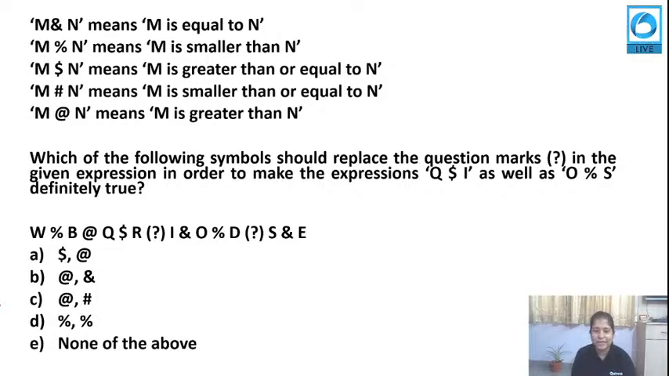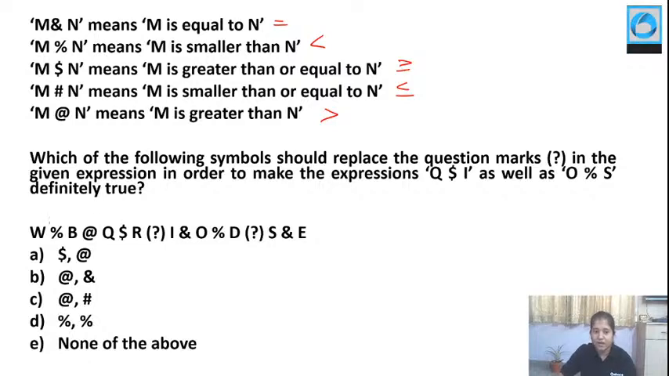Quickly let me know what will be the answer to this one. So this is equal to, this is smaller than, this is greater than or equal to, this is smaller than or equal to, and this is greater than. Sakshi says 5. Bansi says C. Sunita says none.